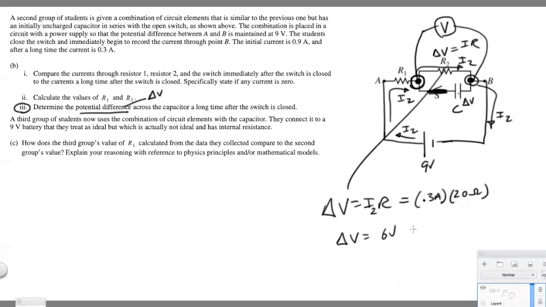So 6 volts across R2, and therefore 6 volts across the capacitor.